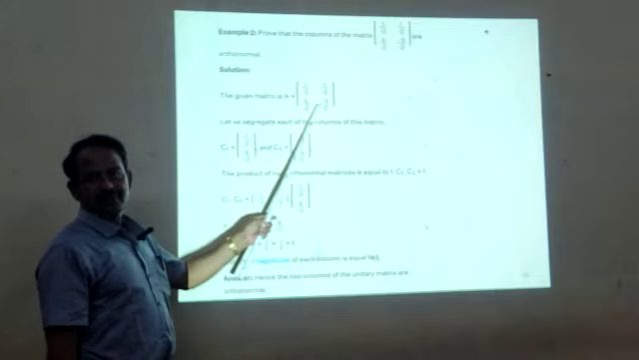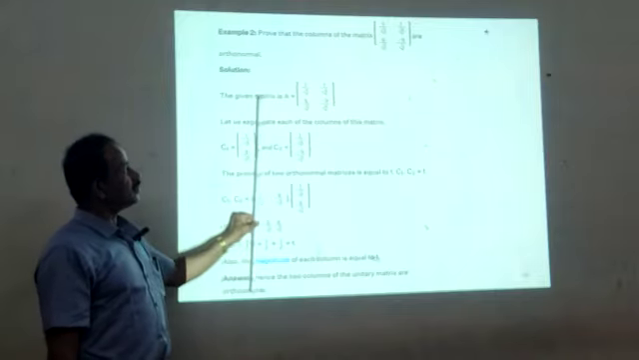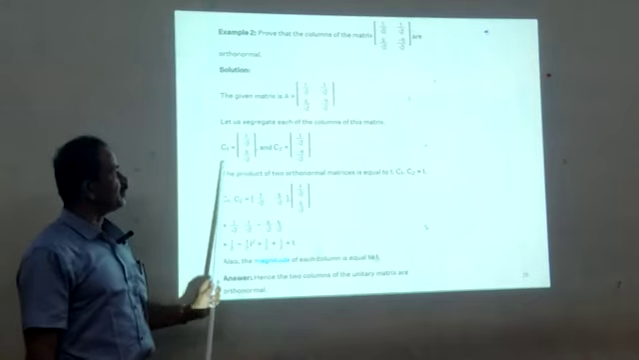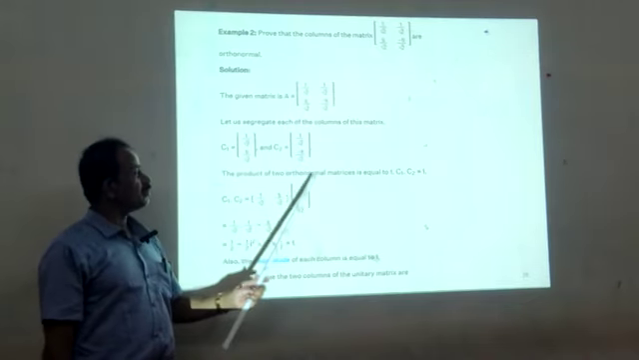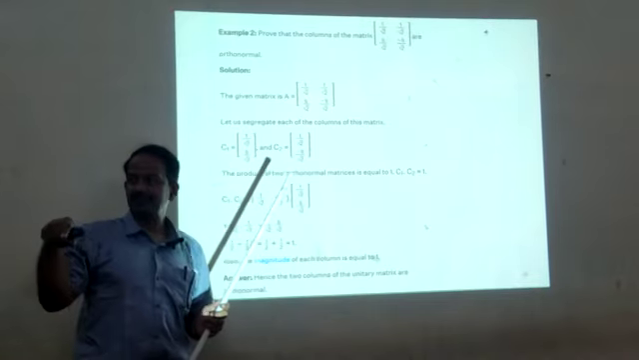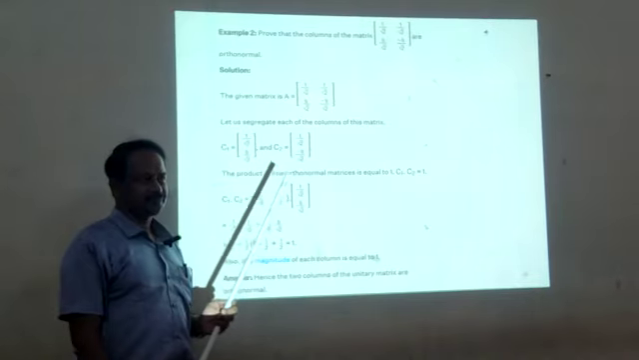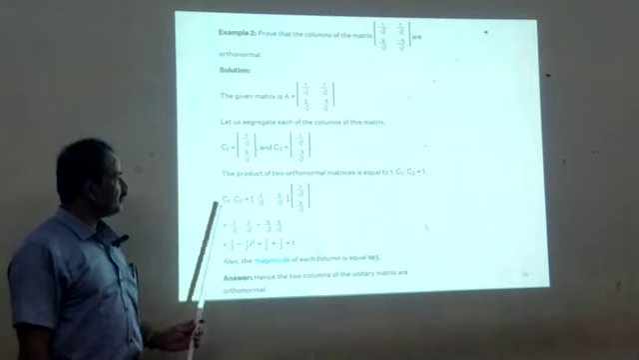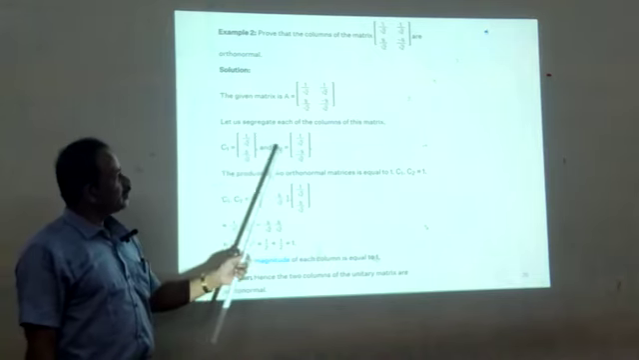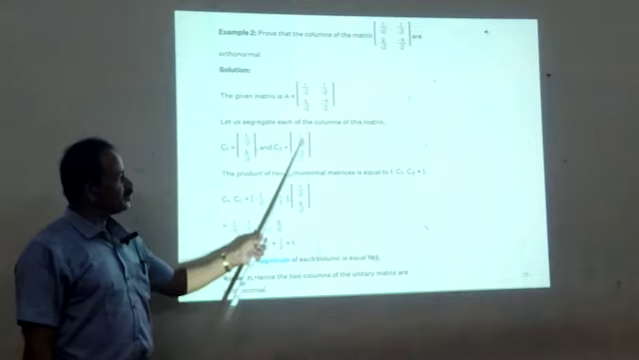Given matrix is this one. What is the column? So this is your first column, and this will be your second column. So C1, C2. The product of orthogonal columns, C1 multiplied by C2, will give you the answer as 1. Okay, let us see C1 and C2. Your C1 is here, C2 is here.